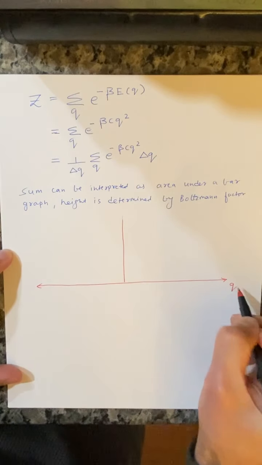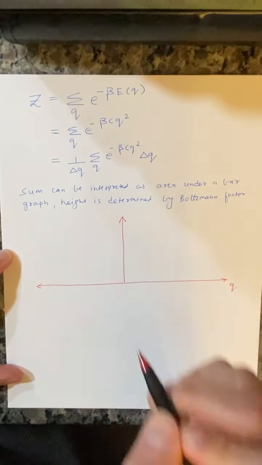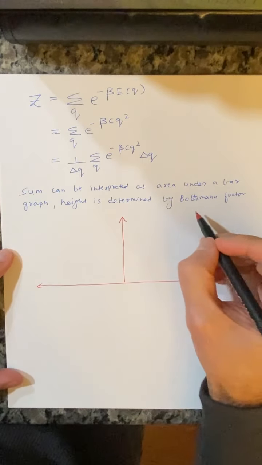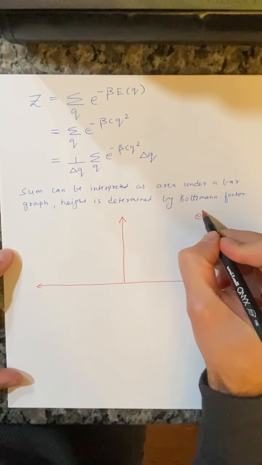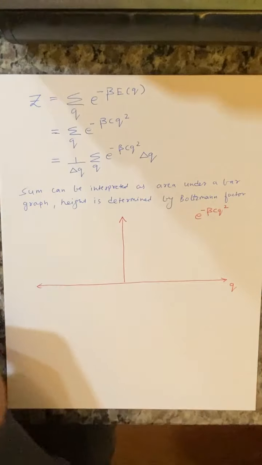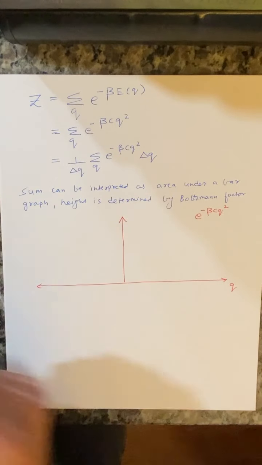Over here, this scale is Q, obviously. Height is determined by the Boltzmann factor. That's what we claim. And in this case, the height is determined by what? This is going to be e raised to minus beta C Q square, right? And what is this bar graph?